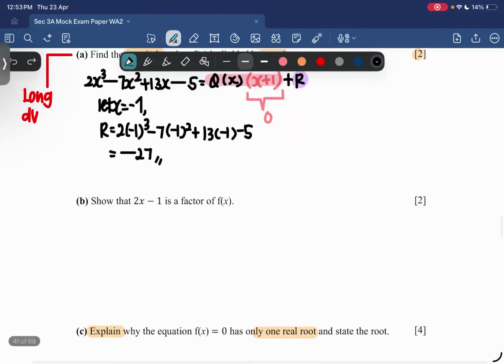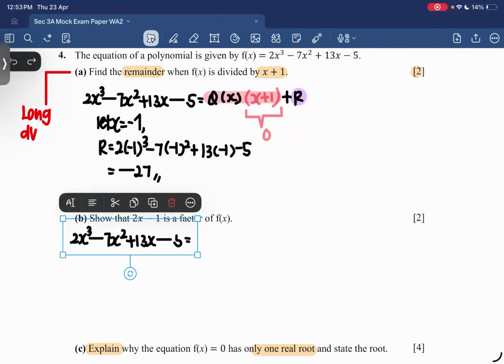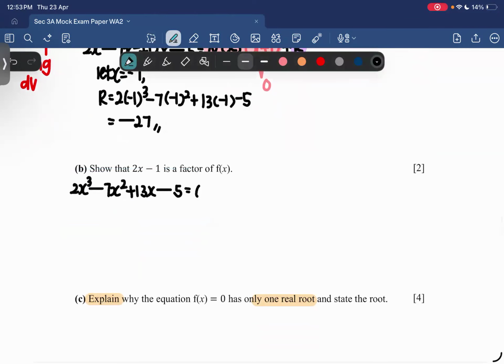Okay, next one here. Show that this is a factor. So same logic, but then we're going to use the factor theorem. So the quotient, I don't care. Then this one here is 2x minus 1 plus r. This one is a little bit different because factor theorem means there's no remainder. So you take your pencil to see how to make this 0. So x is half.